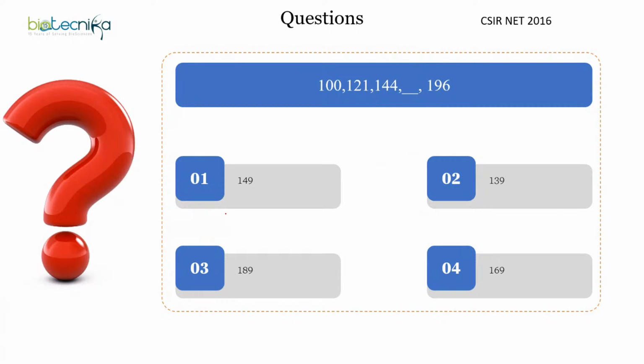Okay, so here it says I have to find out this particular blank space, right? So here it is 100, 121, 144, 196 is my last term. So I can clearly see from here that 100 is 10 ka square, then 11 ka square, then 12 square. So obviously my next would be 13 square. So my correct answer would be 169, right? 169. So the option 4 is the correct answer.